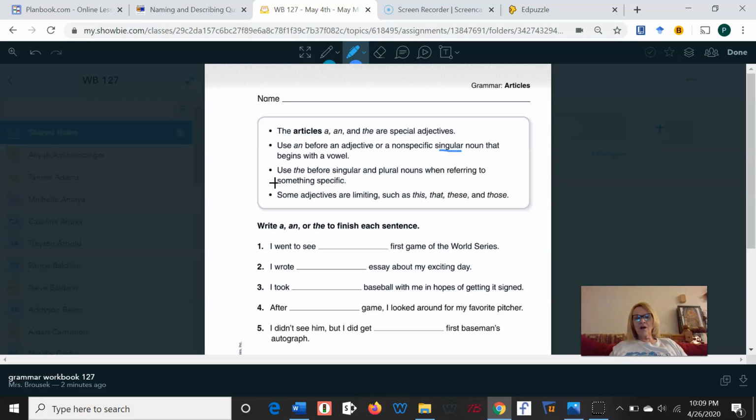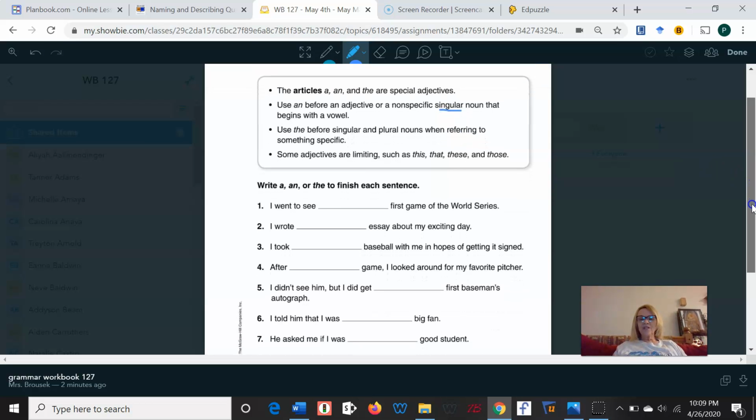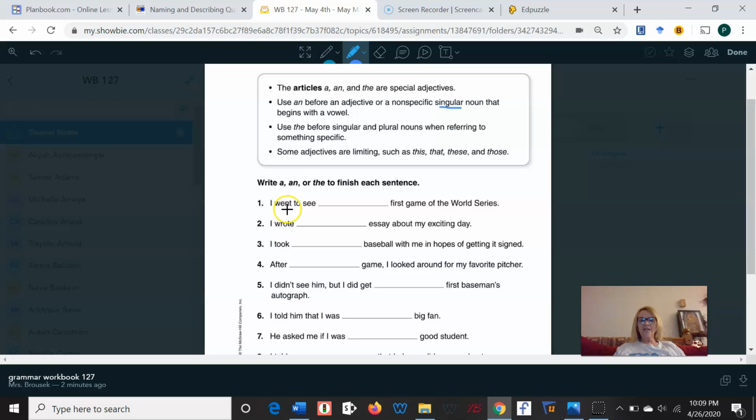Okay, and then remember we talked last week that some adjectives are limiting and they give us those in italicized print. We see this, that, these, and those. So they want you to look carefully at your sentences today and they want you to decide, should you use a, should you use an, or should you use the to finish those sentences. So we're going to look at a couple together.